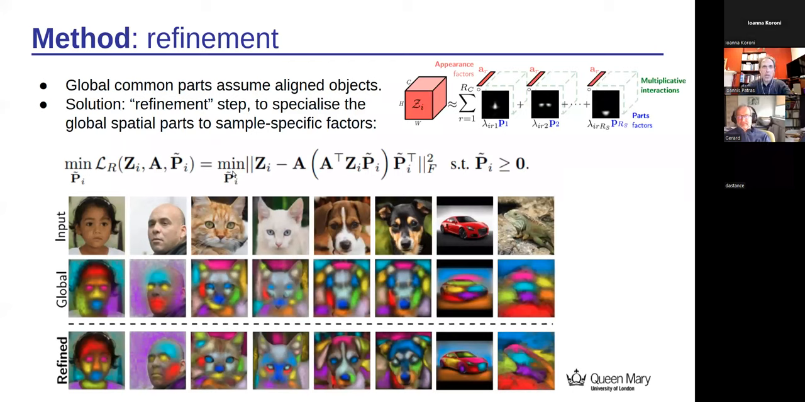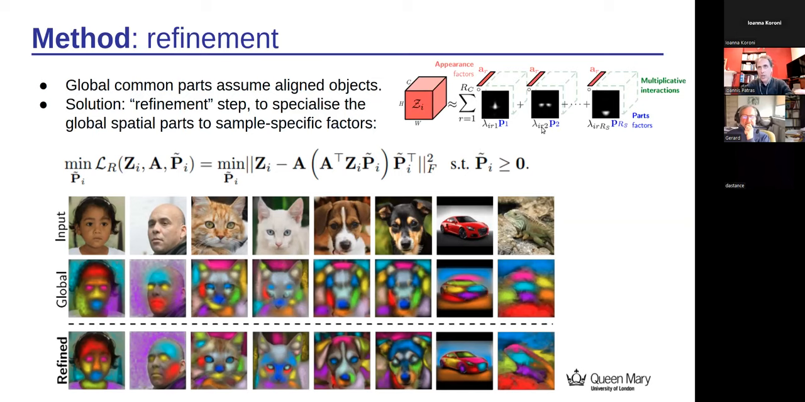So a limitation of what we have proposed is that the parts that we decompose with are shared along all objects in the dataset. That means that the implicit assumption is that the part that corresponds to the eyes, for example, on all images are on roughly the same location, which means that images should be aligned. This is a hard constraint. This is not a realistic constraint.